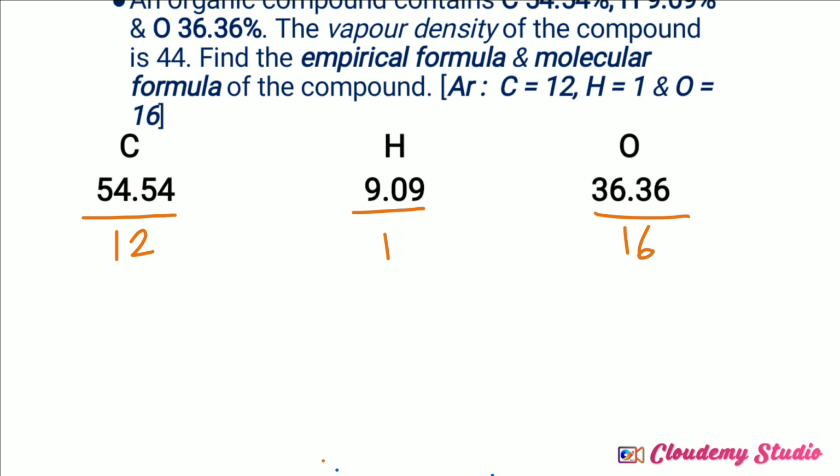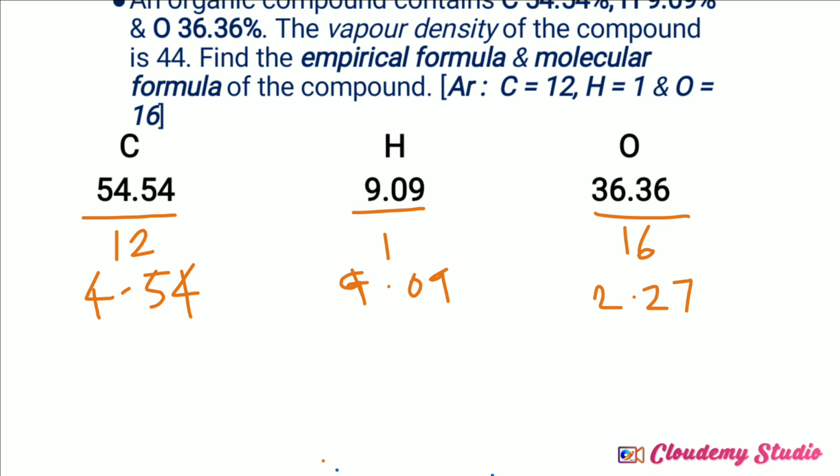So when we divide 54.54 by 12, the value we will get is 4.54. For 9.09, the same value we will get, 9.09. And 36.36, if we divide by 16, we will get the answer 2.27. Now we have got the number of moles of atoms.